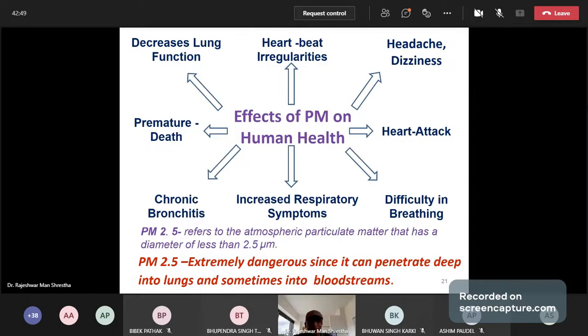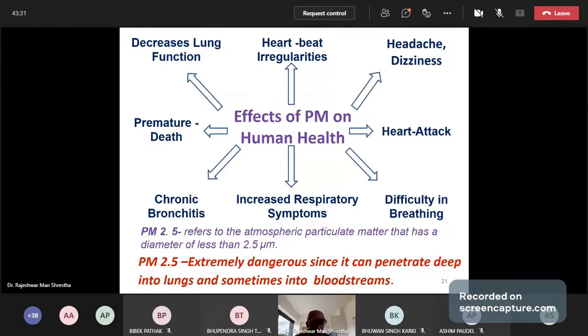The effect of particulate matter on human health: decrease in lung function. The lungs will not function properly when particulate matter enters the air passages of the lungs, and the person will not breathe easily. Heartbeat irregularity, and then the lungs will not work properly. That will cause headache, weakness, dizziness, and premature death at an early age.